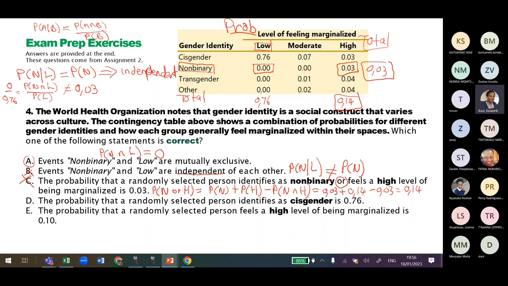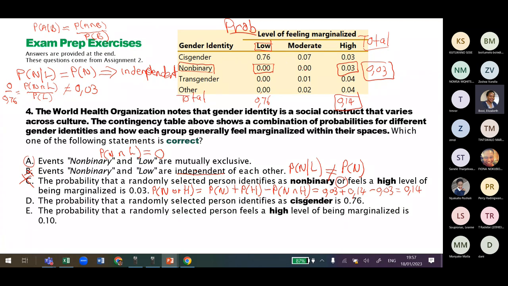Let's see how we answer D. You must let me know if you are still getting confused, right? Okay. Can you please go to B? Who? Hello, okay, thank you. Okay.